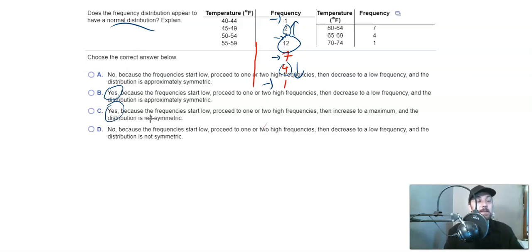So this one says yes as well, because the frequencies start low. That sounds good. Proceed to 1 or 2 high frequencies, then increase to a maximum. That is not what a normal distribution is supposed to do. It's supposed to decrease again on the other side. And the distribution is not symmetric. Also, not what we want to see in a normal distribution. So C has some issues with its description. B seems to be the most correct. And so we choose B.